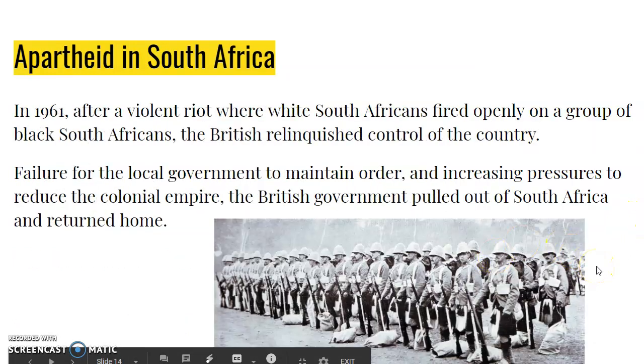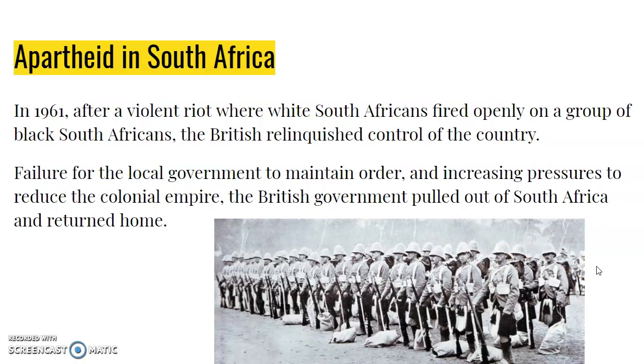So in 1961, after this violent riot where white South Africans openly fired on a group of black South Africans, the British decided to leave South Africa. The British were like, the local government can't contain things, and we don't want to be associated with it. We can't pour any money into South Africa right now. So they decide that they are going to back out of maintaining any sort of control over South Africa. And it just makes things worse.